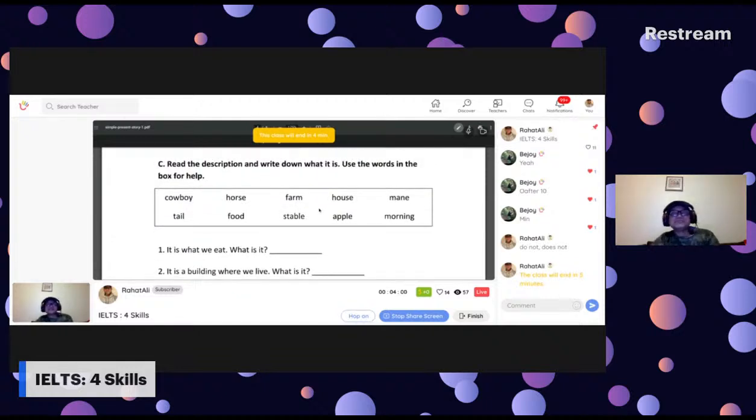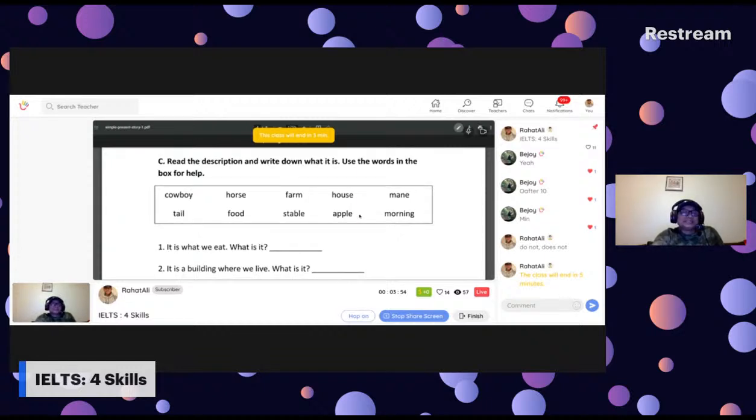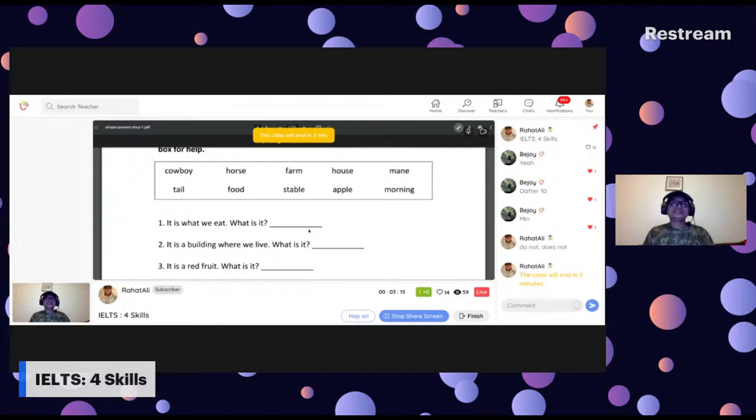Read the description and write down what it is. Use the words in the box for help. It is what we eat. What is it? So from this box, you have to find out the words that is our food. Cowboy, horse, farm, house, mane, tail, food, stable, apple, morning. Okay, it is what we eat, that is food. We always eat food. It's a building where we live. What is it? It's a house.